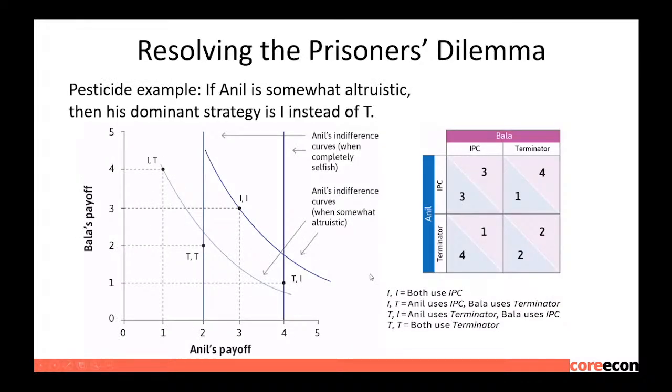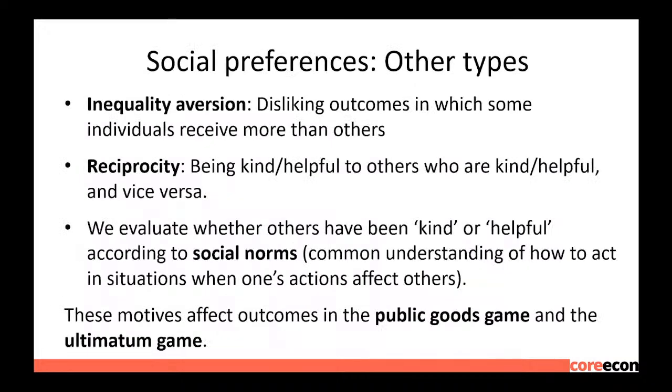Diagrammatically, that means ending up on the II equilibrium here, which has, as we have seen from the payoff function which I pasted here, 3,000 rupees for each of them. So to do that, you need some level of social preferences. That's one way to resolve the prisoner's dilemma. Let's look more generally at other departures from the standard model.